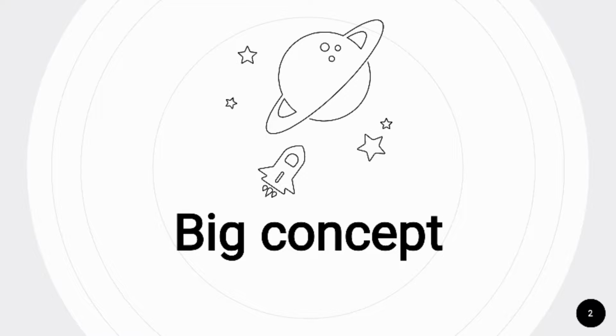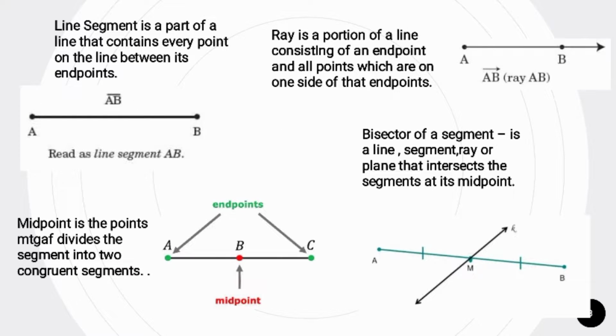First, allow me to introduce important concepts or terms. We have this line segment. It is a part of a line that contains every point on the line between its endpoints. And we have this illustration below. A ray, on the other hand, is a portion of the line consisting of an endpoint and all points which are on one side of that endpoint. And we have also an illustration alongside.